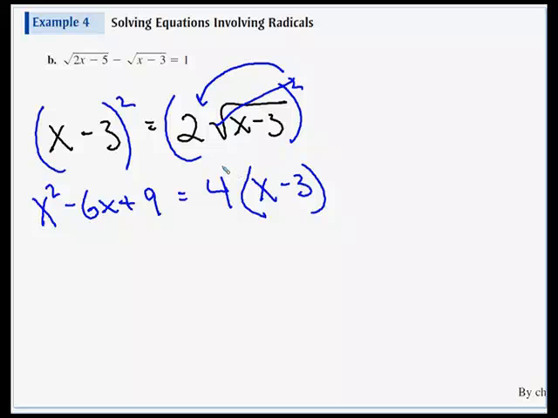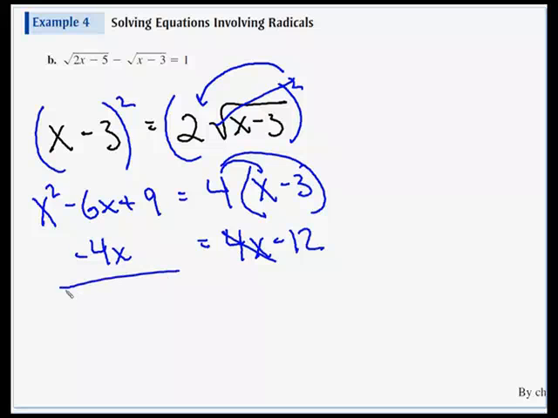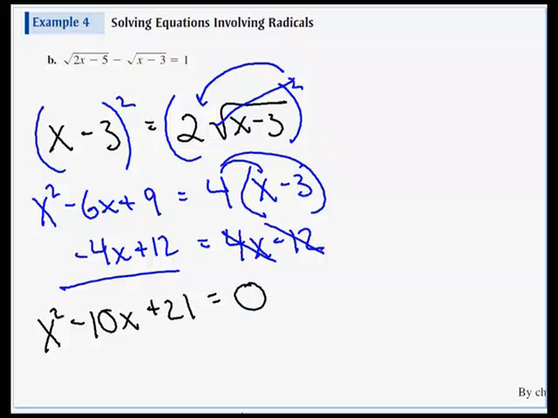Alright, we're getting close. Let's distribute the 4 and collect like terms on the left-hand side. So over here, we're going to have a 4x minus 12. And I want to set this all equal to 0. So I'm going to subtract 4x and add 12 to both sides. When we add these together on the left, we're going to have x squared minus 10x plus 21 is equal to 0.